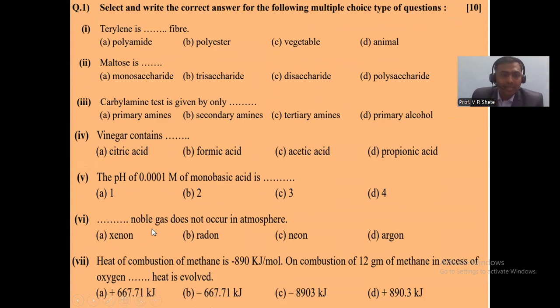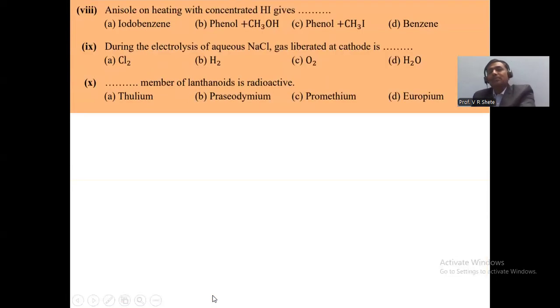Dash dash noble gas does not occur in the atmosphere. This question is from the p block. Radon is a noble gas that does not occur in the atmosphere. Next question from thermodynamics. Heat of combustion of methane is minus 890 kilojoule per mole. On combustion of 12 gram of methane in excess of oxygen, dash dash heat is evolved. Minus 667 kilojoule heat is evolved.